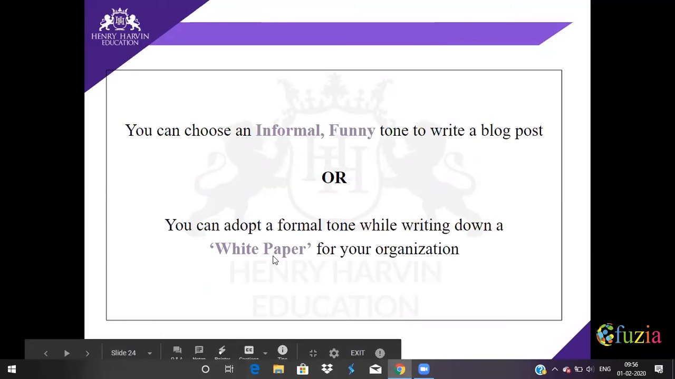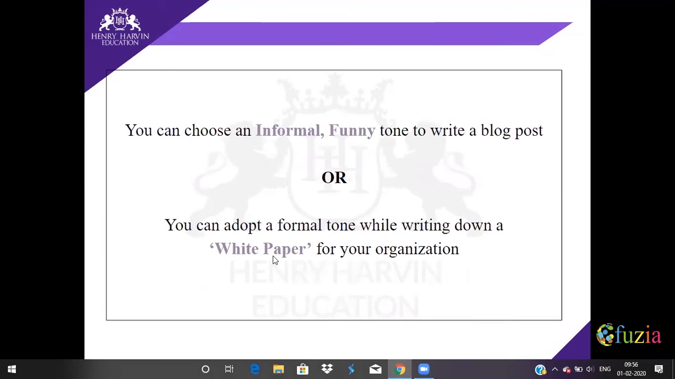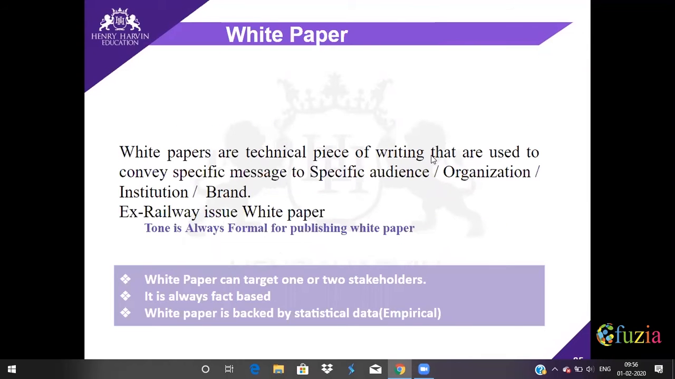A white paper is a technical piece of writing that is used to convey a specific message to a specific audience, an organization, institution, or brand. So in a white paper, you as an organization decide to come up with a white paper for your industry. So let's look into an example for the hypermarkets.